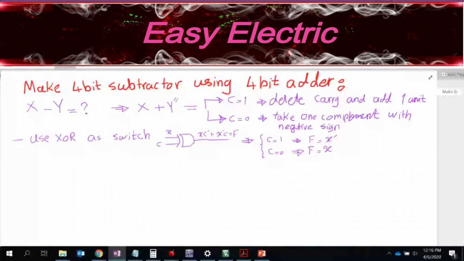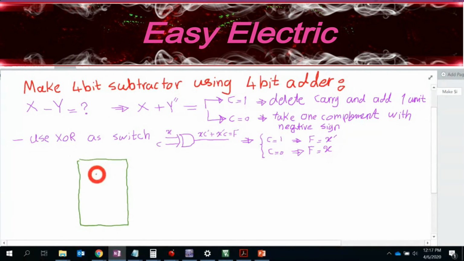So now let's go back to our main topic. Right now I want to design a 4-bit subtractor using a 4-bit adder. I want to use these two concepts that we already learned in chapter 1. So the only tool that I have is just one 4-bit adder. So I have here the 4-bit adder.